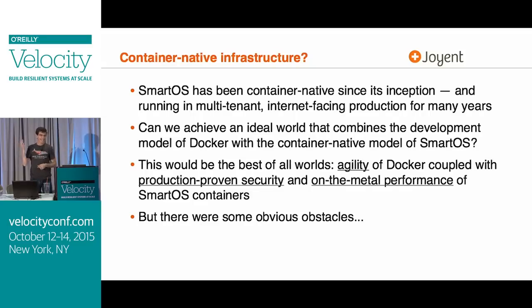So our question was, can we actually make container native infrastructure? Can we take this substrate that we've built out over the years, starting with Bill Joy's acid trip, and can we actually mate this to this new idea about the way containers are developed? And this would be the best of both worlds, because then you get the agility of Docker, and you get the proven production reliability, security, and multi-tenancy of SmartOS and SmartOS containers.